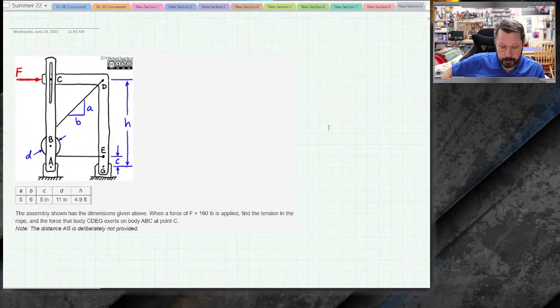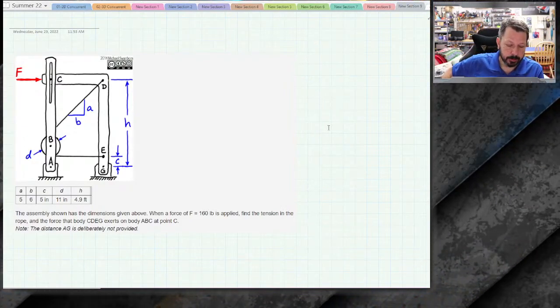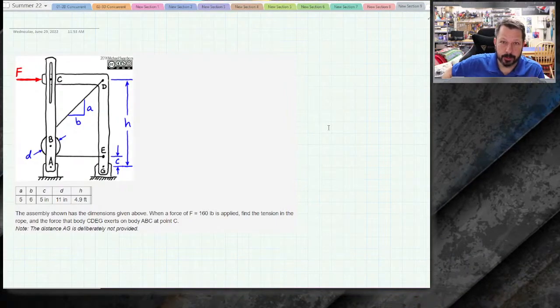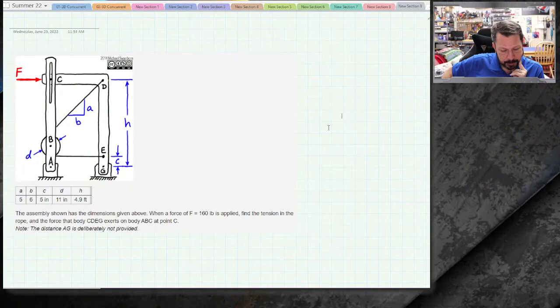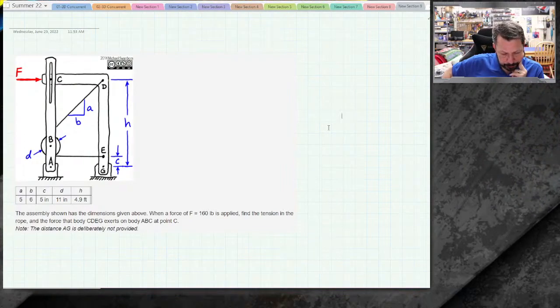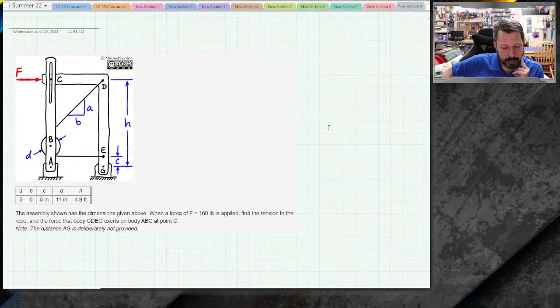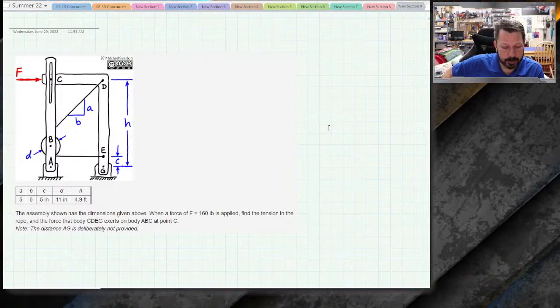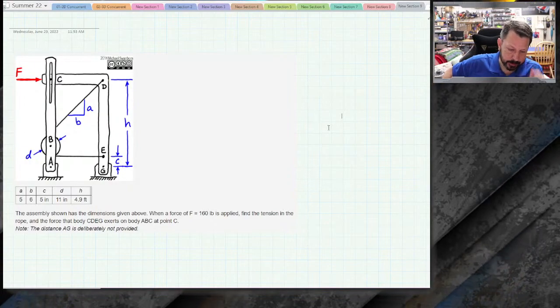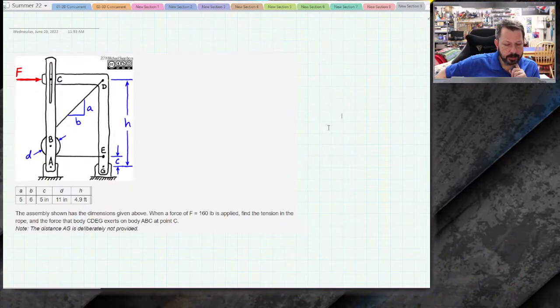There are no 2-force members other than the cable, the little rope that's going around the pulley. It's a 2-force member, but there are no 2-force members of the frame, so that's not going to help us. I don't know the distance between A and G, so even if I wanted to do summation of moments about A, I couldn't do it because I don't know how far away G is. And there's not enough geometry here to figure that out.